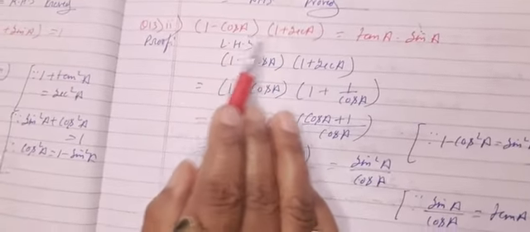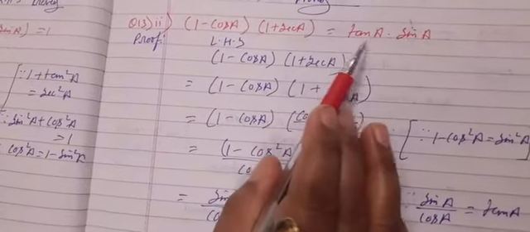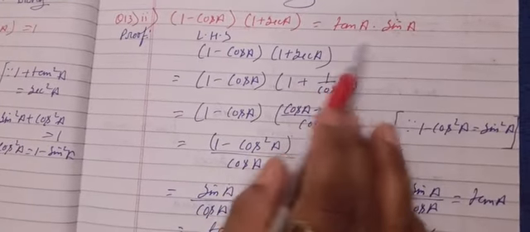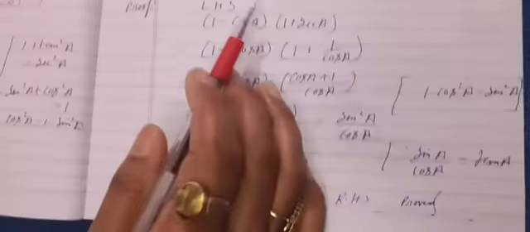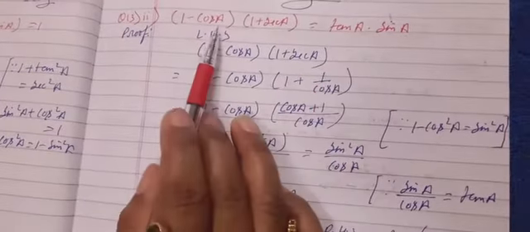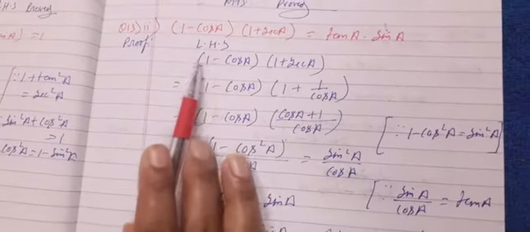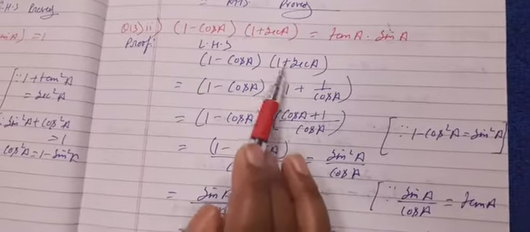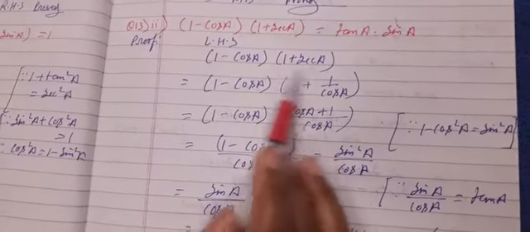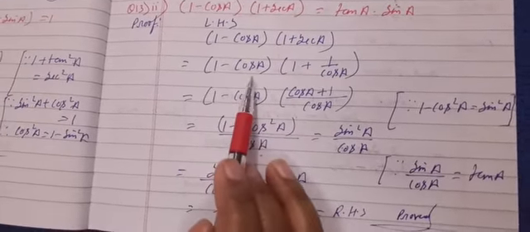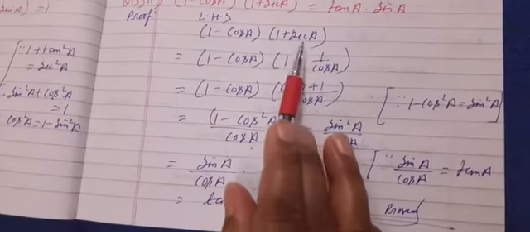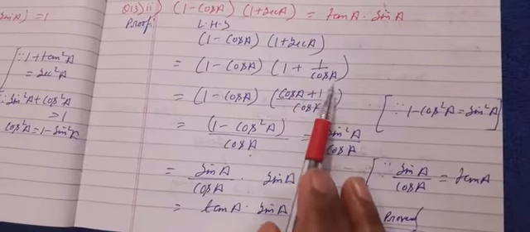(1 minus cos A) into (1 plus sec A) is equal to tan A into sin A. We have to prove it. So we will start maybe from RHS or from LHS. I have started from LHS: (1 minus cos A) into (1 plus sec A). I have copied it as it is. Then in place of sec A I have written 1 by cos A.